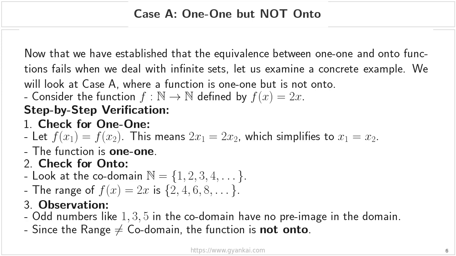This example clearly demonstrates that for infinite sets, a function can be perfectly injective, meaning it is 1-1, without being surjective or onto. This is a sharp contrast to the finite sets we discussed in the previous slides.